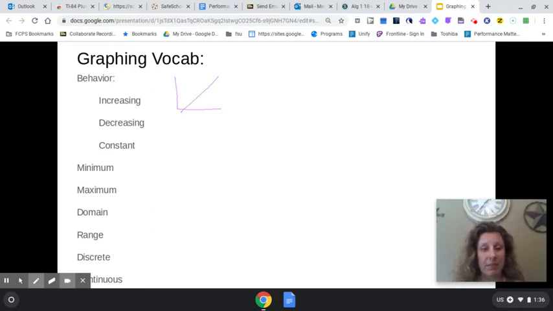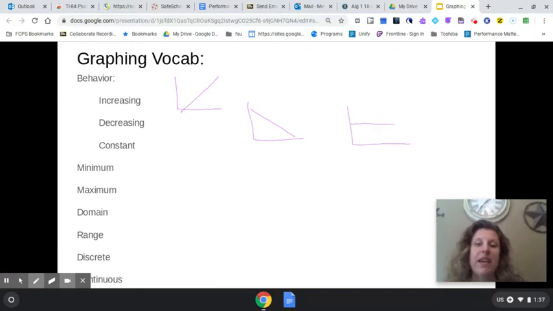A decreasing behavior means as x gets large, the y value gets small. So it's decreasing in nature. It's a negative sloped graph, which I'll draw a sketch of. And then the third type is a constant graph, which means as we read from left to right, as the x value is increasing, the y value is remaining the same.